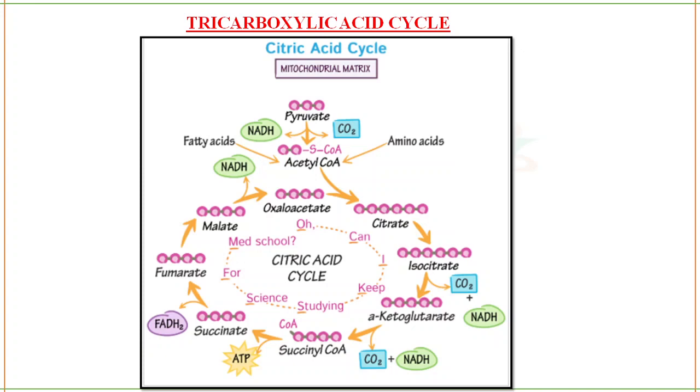And I have actually given the trick here in between. This is not my trick, but it is widely used, so you can also use it. Oh, can I keep studying science for med school? Okay, so the O for oxaloacetate, can for citrate, I for isocitrate, keep for alpha ketoglutarate, studying for succinyl CoA, science for succinate, for fumarate, med school for malate. Okay, so O, can I keep studying science for med school is the order, and you can remember the intermediates of the tricarboxylic acid cycle this way.